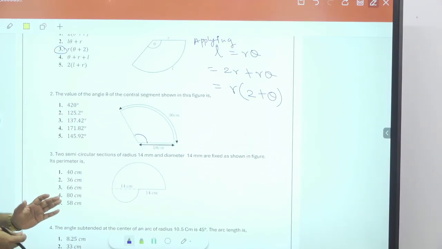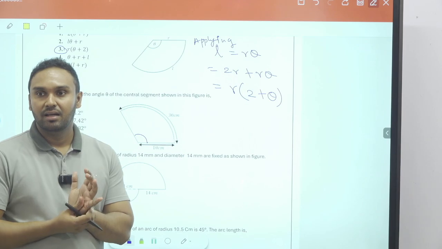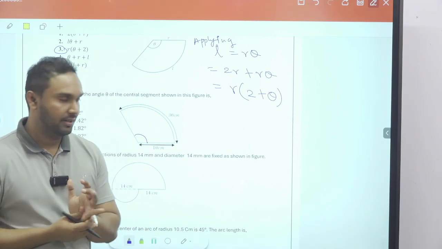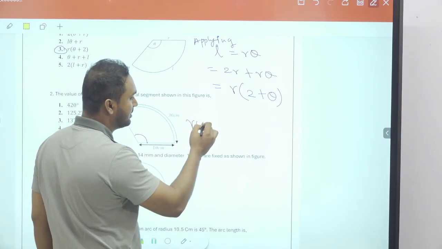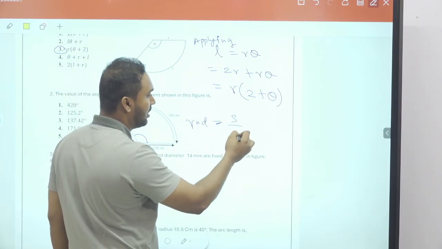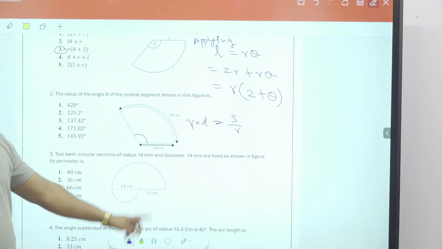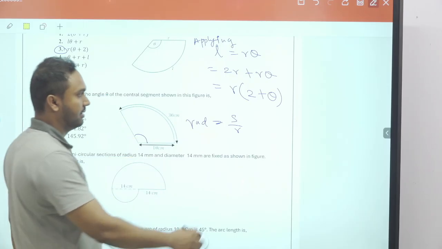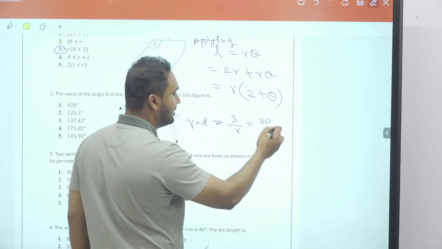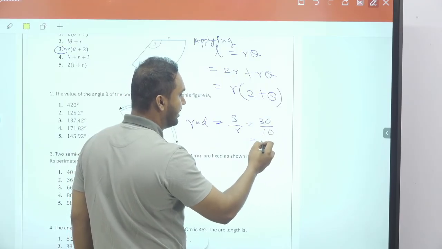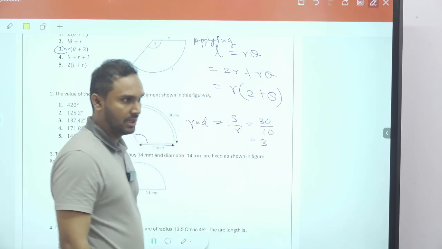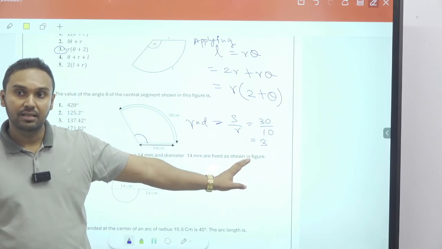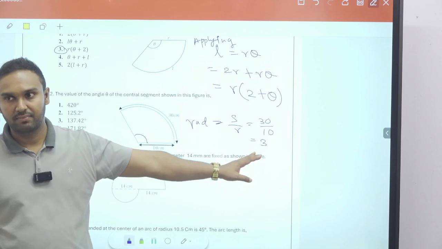So you know this ratio, right? Theta equals S over R, or just S equals R theta. I'll take the radian theta equals S over R. Now take the S over R value. So what is S here? 30, and the R is 10. So it should be 30 over 10, which is the radian value 3, right? So this is the angle in radians.